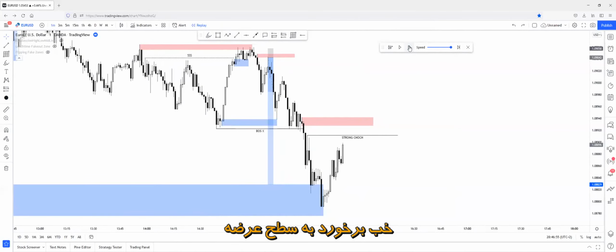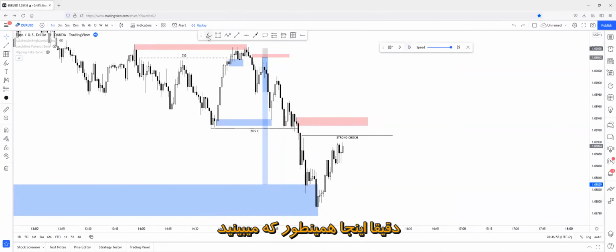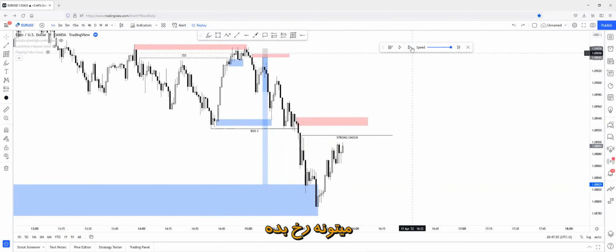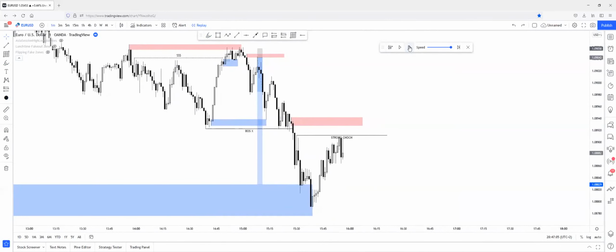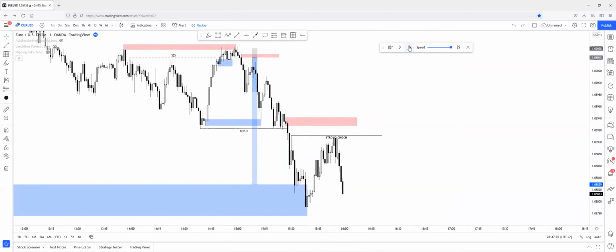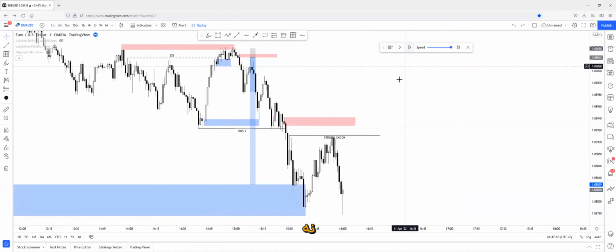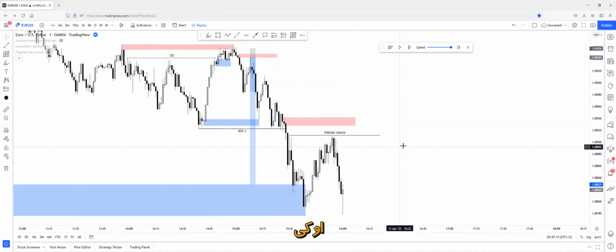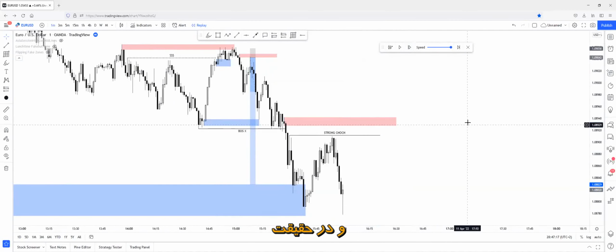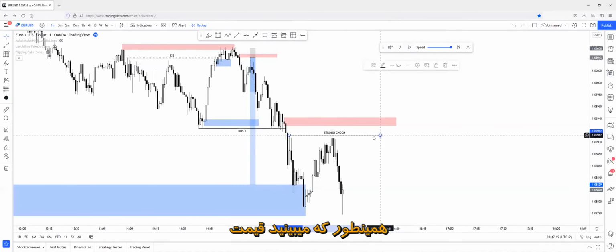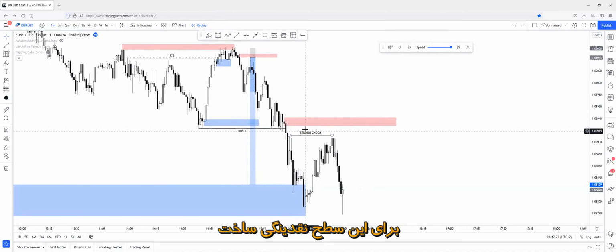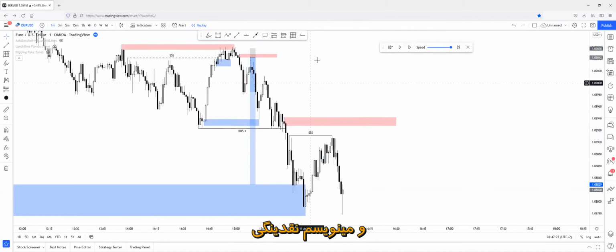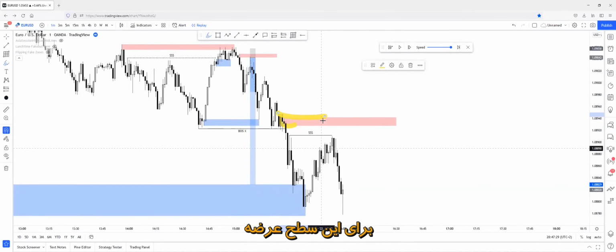Okay, the tap of the last supply zone has happened. Right here, as you can see, price has tapped into this supply zone. Let's see if the strong change of character can happen. No, it has reacted on it. I will just move it to the top. Okay. And actually, as you can see, price has created liquidity for this zone. I will just remove this and write it as liquidity. Price has created liquidity for this supply zone.